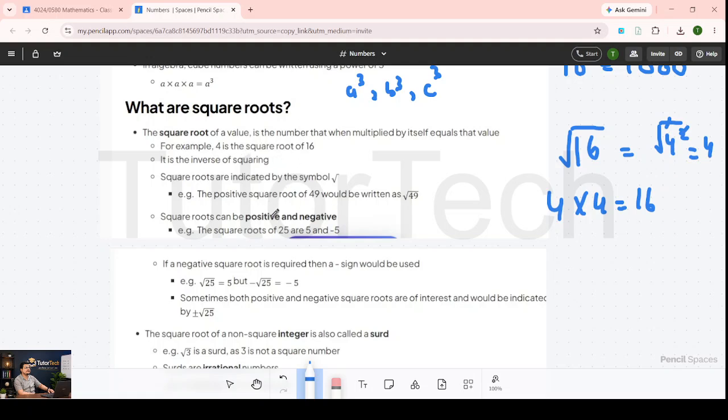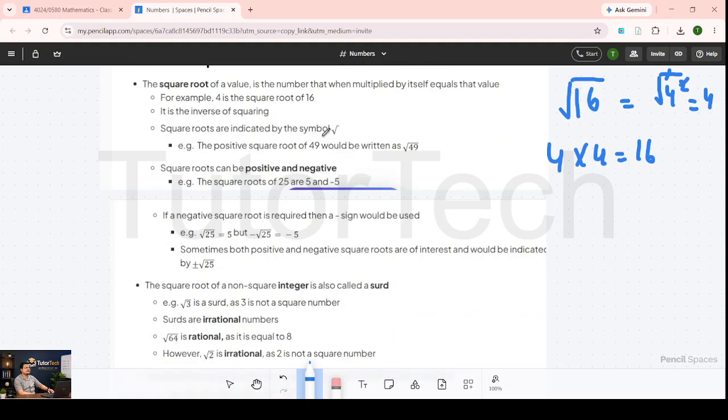That is it. Okay, the square root is indicated by the root symbol, and the positive root of 49 can be written as, let's say we have root 49, and we need to find the square root of this. It will be written as 7 times 7, right? So we can write 7 squared instead of 49. The square will be cancelled by the root and we'll get the answer 7.